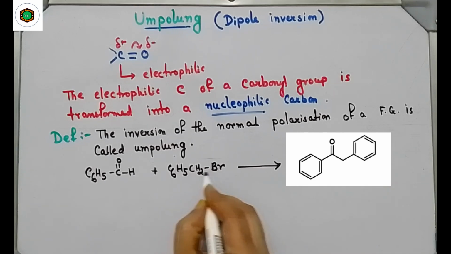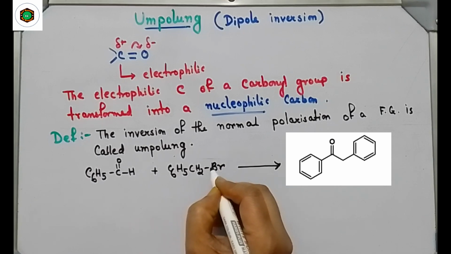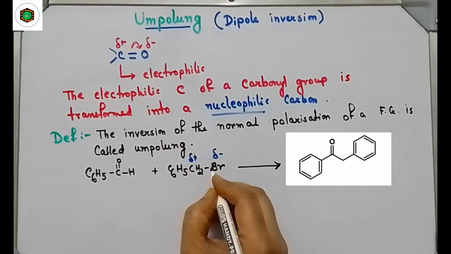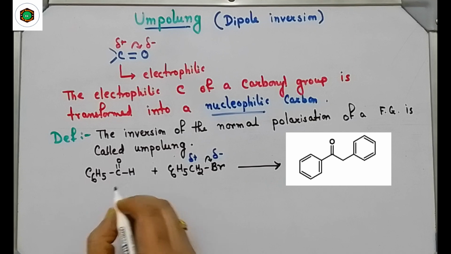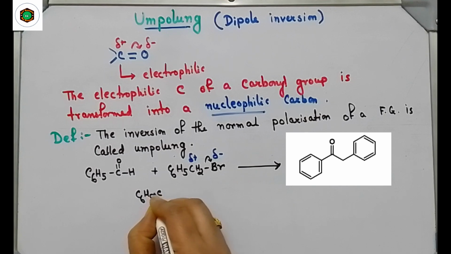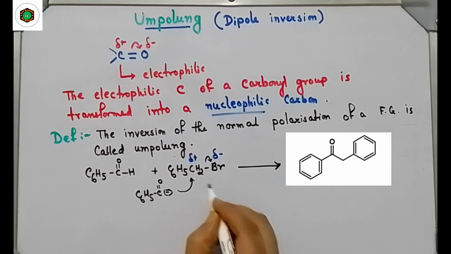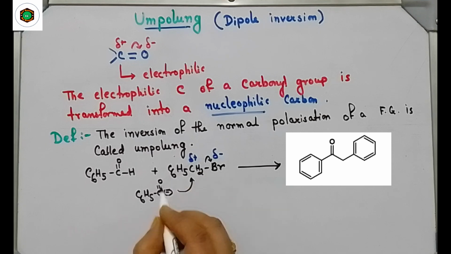Now see here, what is the polarity of this covalent bond? Since Br is more electronegative than carbon, this has a delta minus charge and this has a delta plus charge. So here this bond will break in this direction and you need this anion, C6H5CO minus. This anion can react with this to form this carbon-carbon bond. To make this carbon-carbon bond, since it has a partial positive charge, you should have an anion here.